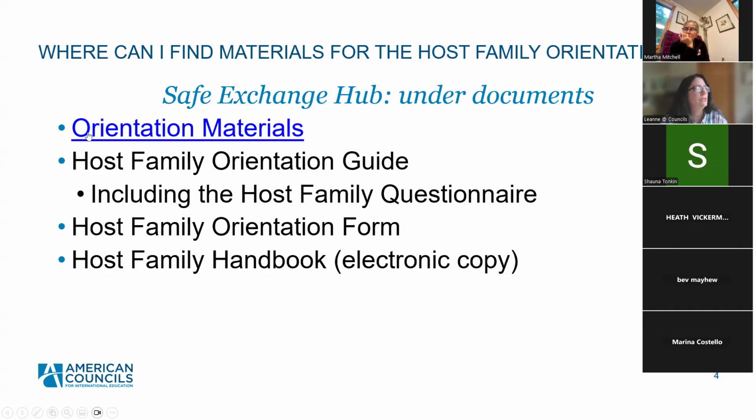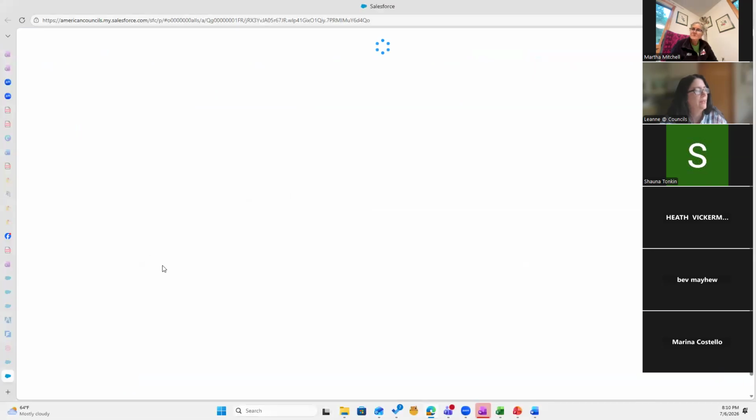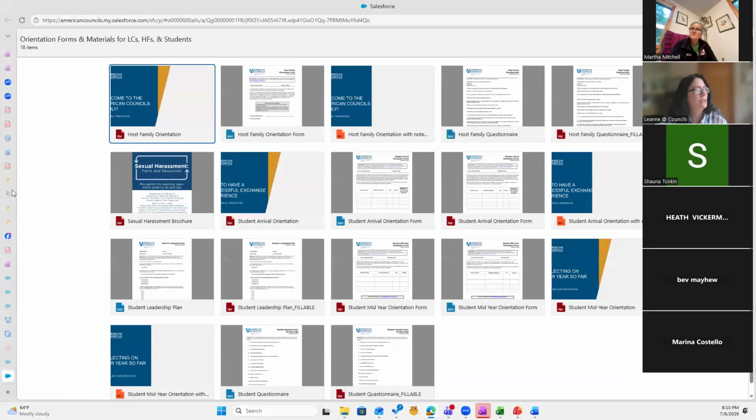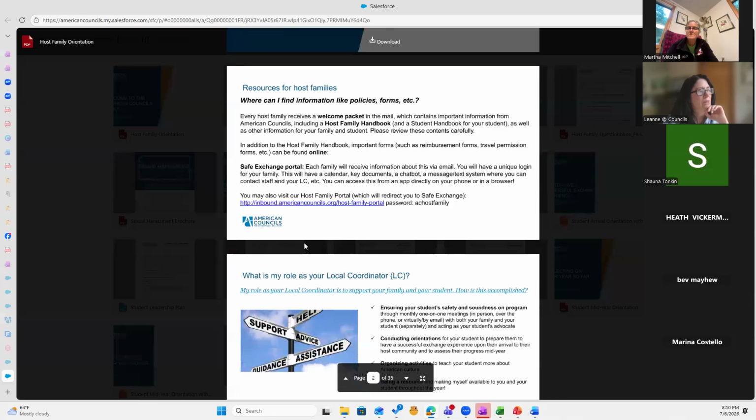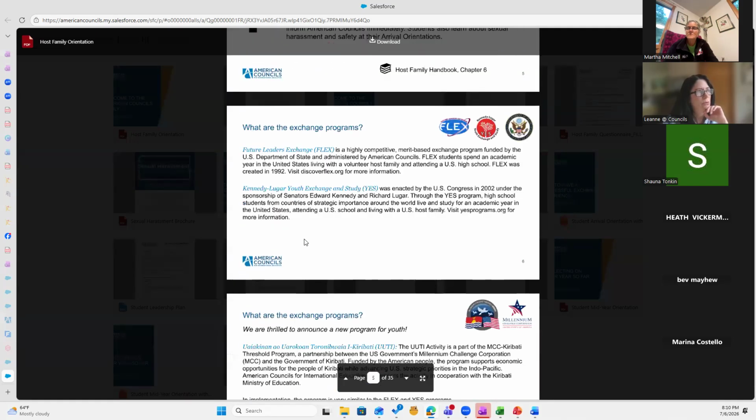So you can go straight to the Safe Exchanges Hub and look under the document section and you'll see the orientation materials. I will click on the link so you can see. It takes you straight to a public access to Salesforce. So even if you don't have a Salesforce account, you can get directly to this information and you can see this host family orientation. This is what you're going to be sharing with your host families.